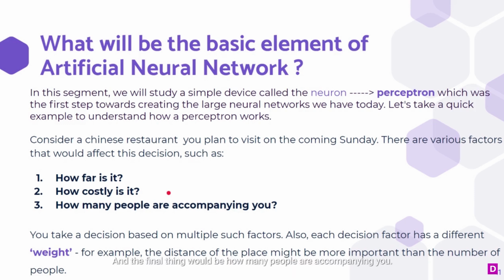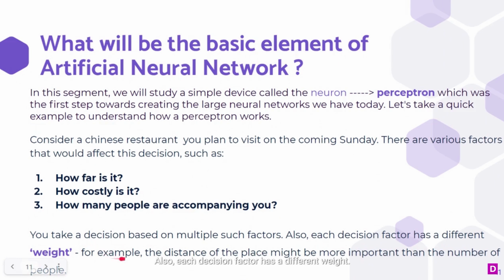And the final thing would be how many people are accompanying you, that is, with how many people you are going to visit that restaurant, because there will be a cost distribution or cost split-up. Suppose it is a very costly restaurant; if we are accompanied by many people, then we will have the advantage of splitting up the cost, right? So you take this decision on multiple factors, right?